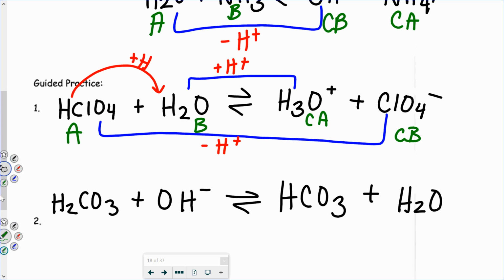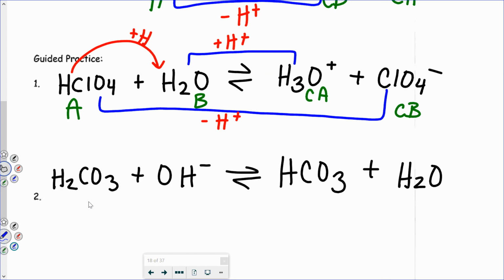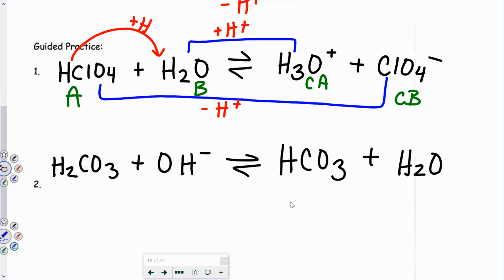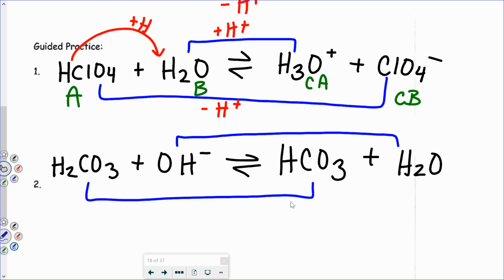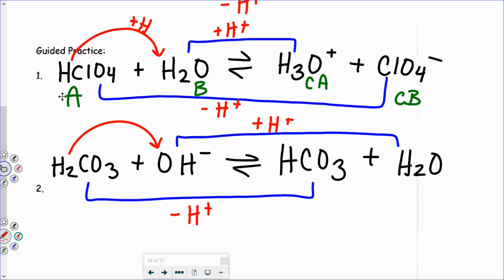Good. Let's try this one down here. First step, bracket your conjugate acid-base pairs. Remember, they only differ by 1 hydrogen. So here's my first conjugate pair, because it's 2 hydrogens over here and 1 there, and everything else is the same. Here's my second pair. All right. Going from H2CO3 to HCO3, I lost a hydrogen ion, so I'm going to put minus H plus. Going from OH minus to H2O, I went from 1 hydrogen to 2, so I must have gained. Okay, so the OH gained a hydrogen and this lost one. So this donated to that.